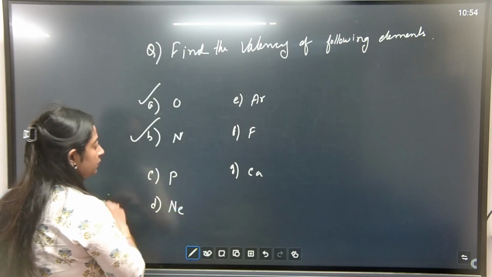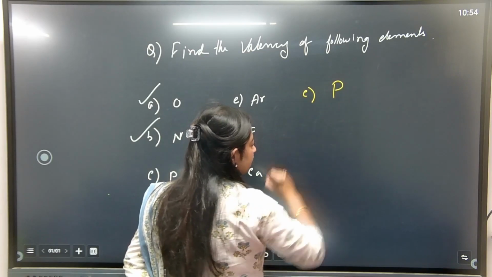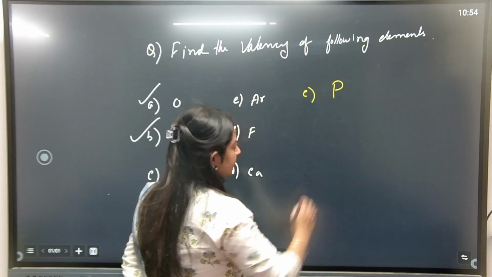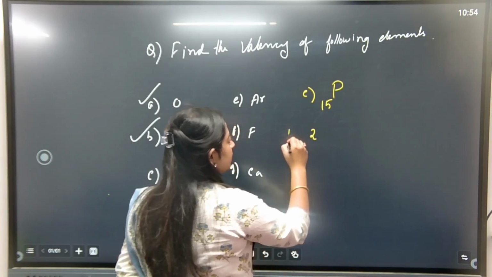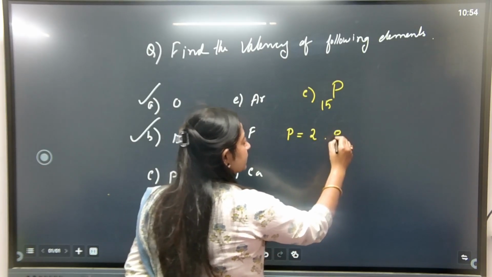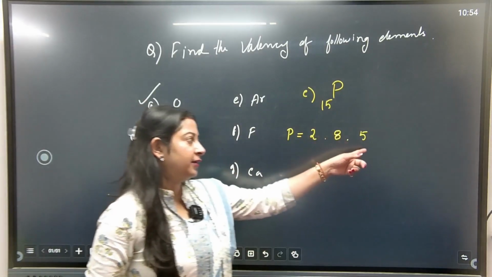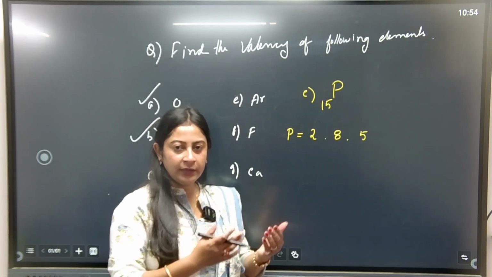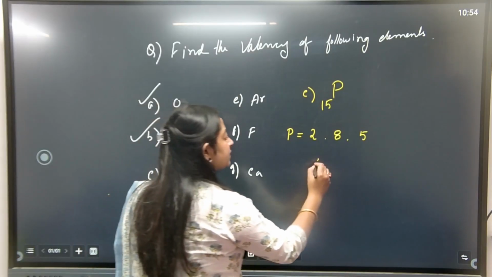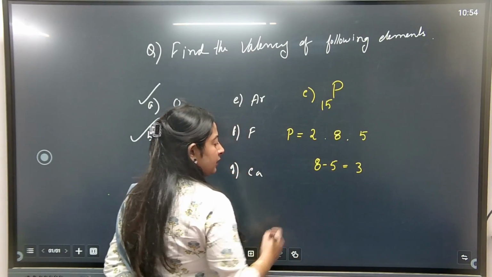So let's talk about phosphorus. P stands for phosphorus. Atomic number is 15. Electronic configuration is this. So how many electrons does it have? 5. So it is greater than 4. If it has greater than 4 electrons, then what will we do? We will subtract it from 8. That is 3. So valency is 3.